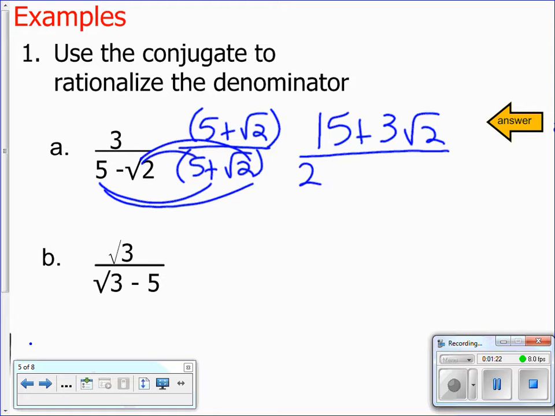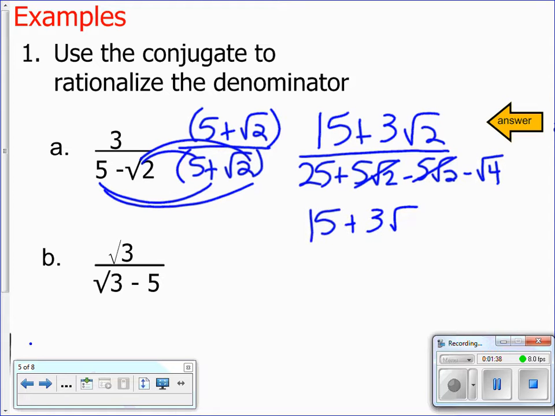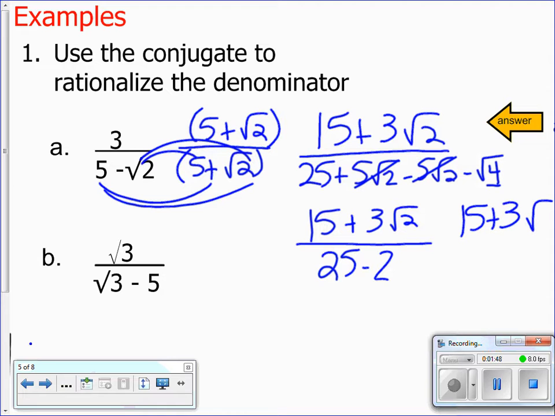And it gets me 25 plus 5 square root 2 minus 5 square root 2 minus the square root of 4. So I combine like terms, and I get 15 plus 3 square root 2 over 25 minus 2, because the square root of 4 is 2, and so I get 15 plus 3 square root 2 over 23.